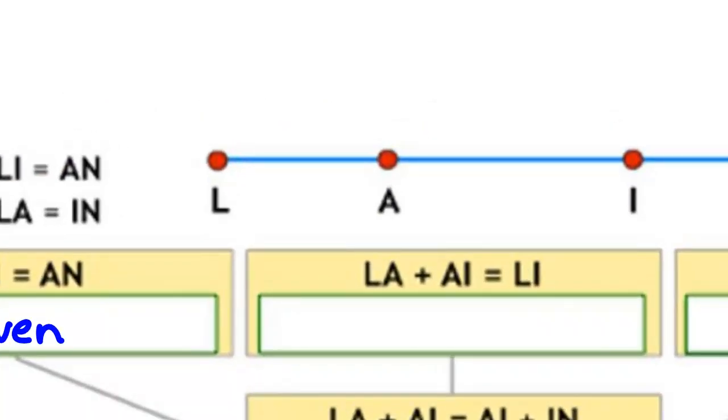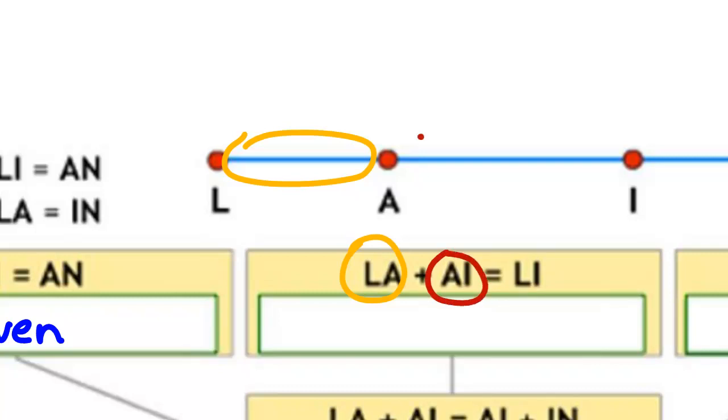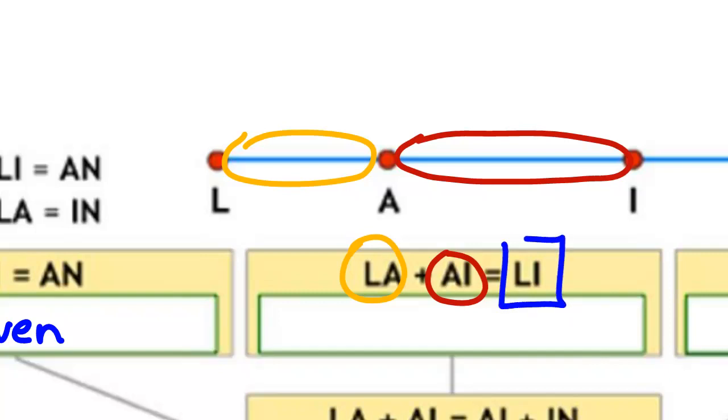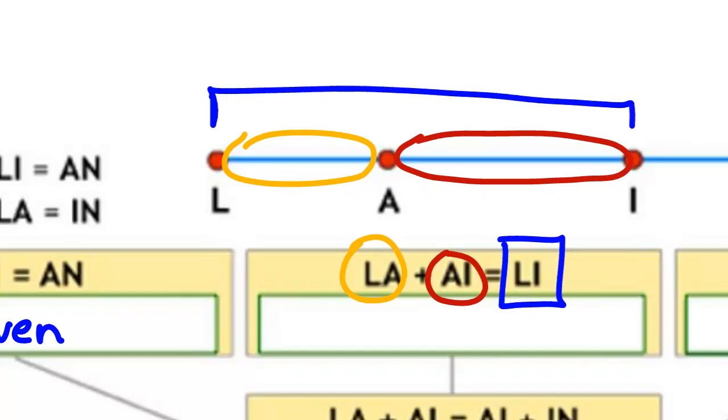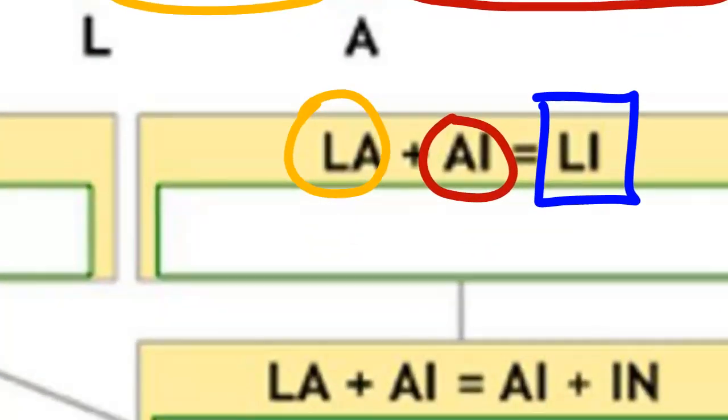The next box over, again, doesn't rely on my given information, and it doesn't rely on anything else, so I'm going to look at the picture to try to figure out why I'm allowed to say this. It has LA, this segment right here, together with AI, this segment right here, and when I put those lengths together, it gives me the length of the whole segment. What are we using to say that if I take the length of this little segment and add it to the length of this little segment, it gives me the length of the whole thing? Segment addition postulate.